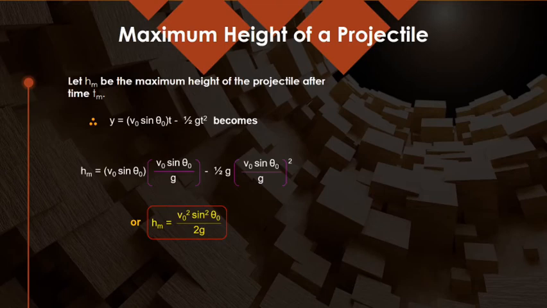Or you can get the same expression if you want to work with the third equation. Then you simply write Vy equals 0. At the maximum height, the vertical component of velocity will be 0. So you have to use that knowledge, and you can do it using the third equation of motion also.